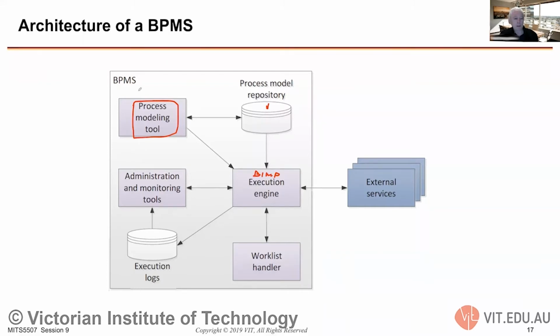And so these two things over here were sort of a bit of what we were doing last week with modeling a process and then executing it. Okay, so along with the execution engine, then we need administration and monitoring tools. Then as a process is executed, we store execution logs, and there's also a worklist handler. So these are the major elements of a business process management system. And of course, the execution engine can also refer to external services.